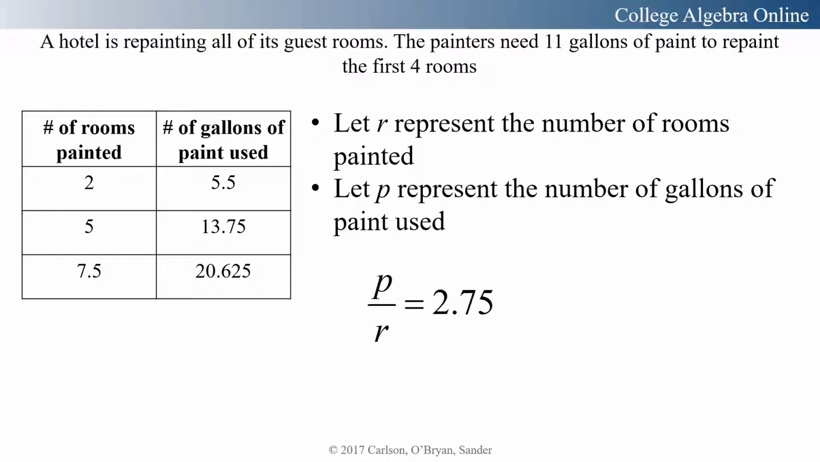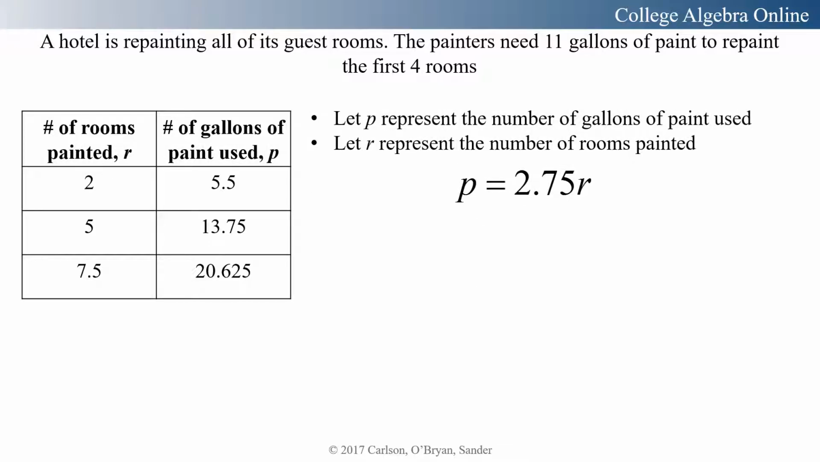Since this also means that the value of P is always 2.75 times as large as the value of R, we can also write P equals 2.75 times R, which is a formula that expresses P in terms of R.